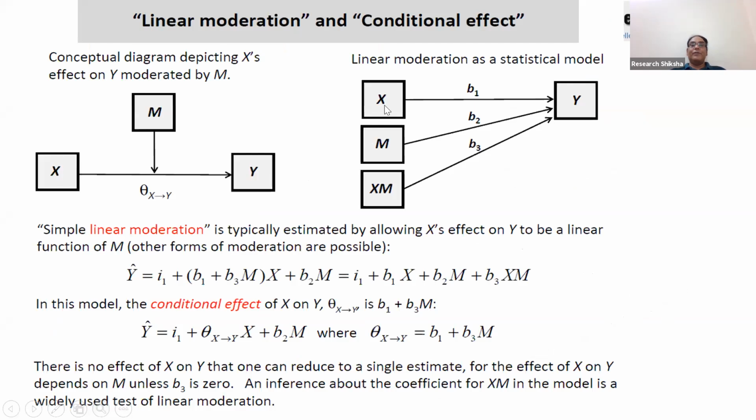This is X1, the independent variable, M is the moderating variable, and what we do is multiply X with M. So we want to see whether the product of X and M has an effect on Y or not. If this beta 3 is found to be significant, then this moderation effect is known as conditional effect or interaction effect.